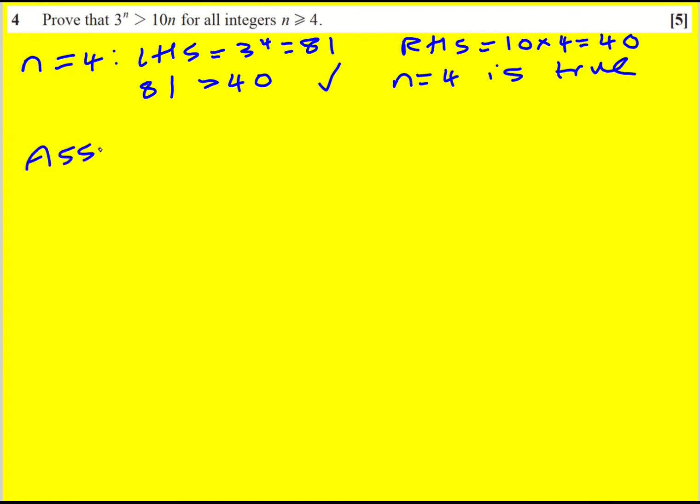Right, assume true for n equals k. So we've shown that it works for the first one. We're going to assume it's then true for a particular one and show that it then follows that the next one is true. From that, we can create this ripple effect or domino effect to show that it's true for all n greater or equal to 4.